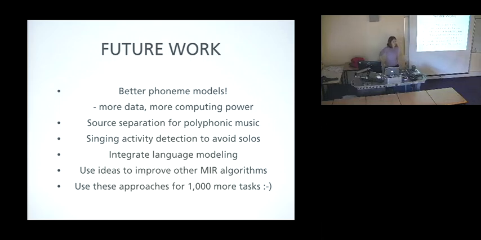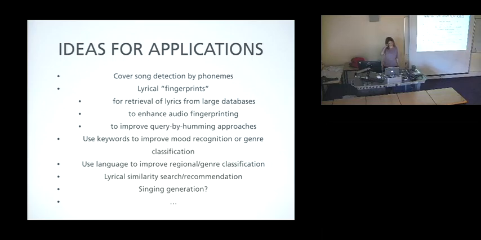The results of this could be used to improve other MIR algorithms. So I just mentioned this genre or mood classification tasks, for example, or even what I mentioned at the very beginning, this problem where you want to find out where a song is from, and you could exploit the language for that. And then, yeah, I think there's just so many more tasks where you could use this. And I've just listed a couple of those here. So these were just ideas that I had in the last couple of months.